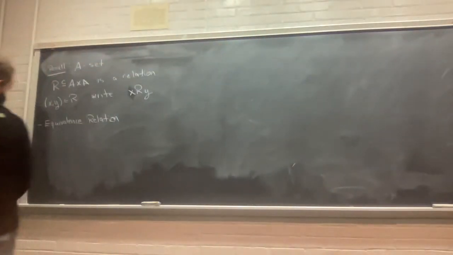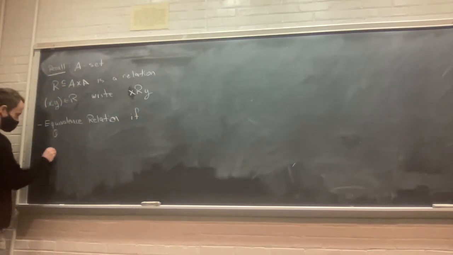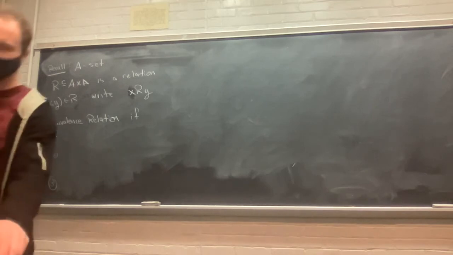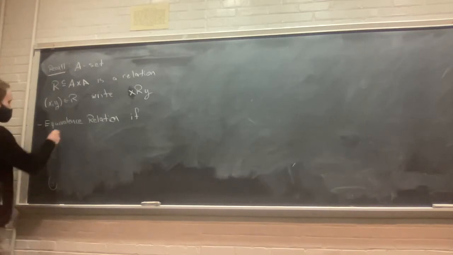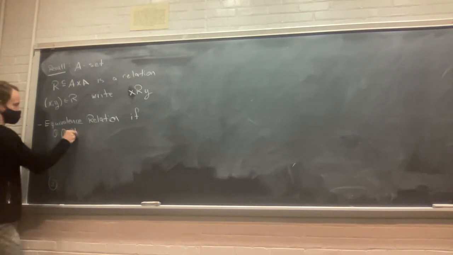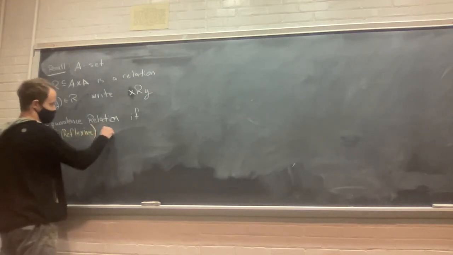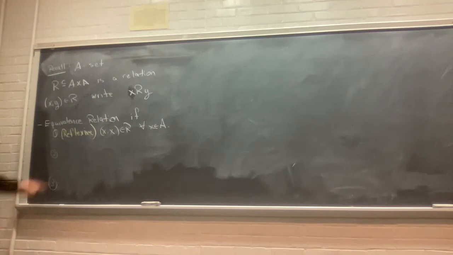Okay, so it's an equivalence relation if it satisfies 3 extra properties. Those properties are reflexivity. Let's color code this a little bit. Reflexive, and that would be x comma x is in R for all x in A. That could be written as xRx, using this notation up here.